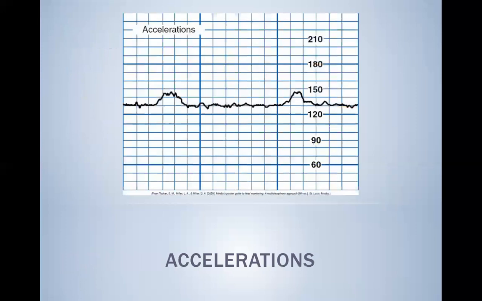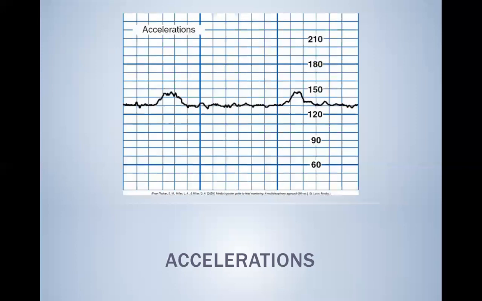So here's an example of an acceleration. Any baby over 32 weeks should be able to produce a 15 by 15 acceleration. From a charting perspective, we do not chart that it's an acceleration unless they had two within the 30 minutes and they're both 15 by 15.